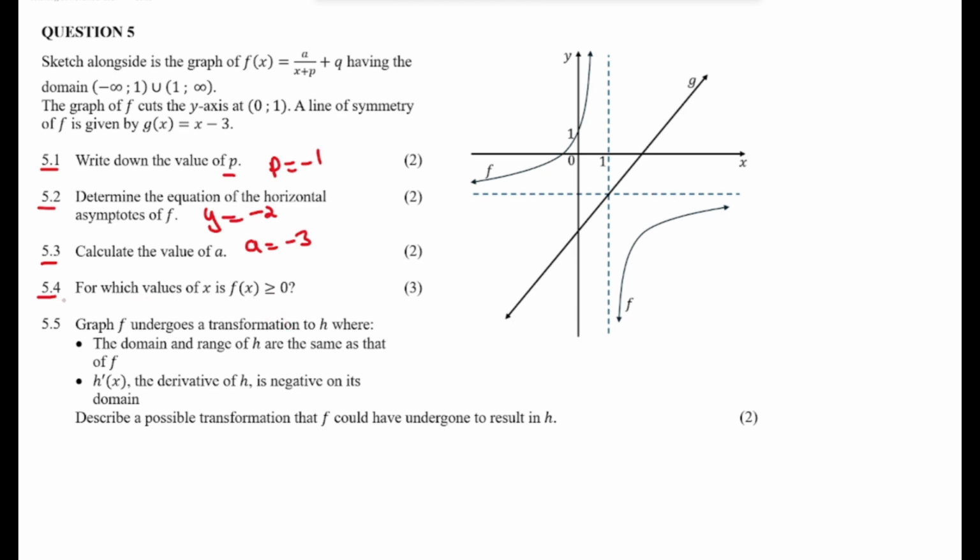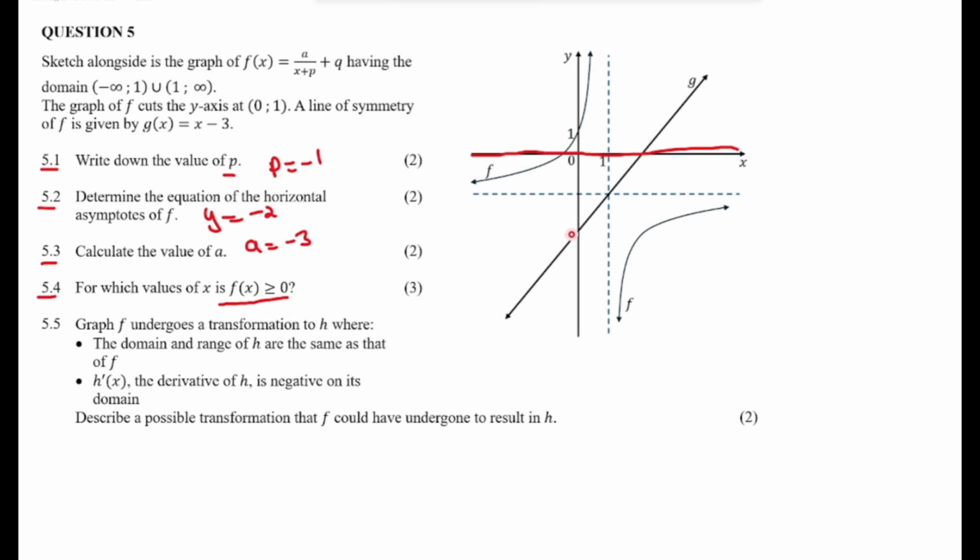Now question 5.4: for which values of x is f of x greater than or equal to 0? So what do we mean by that? We want the part of the graph which is above the x-axis. This is the x-axis. We want the part of the graph which is above the x-axis, which is this. This is the part of the graph which is above the x-axis.